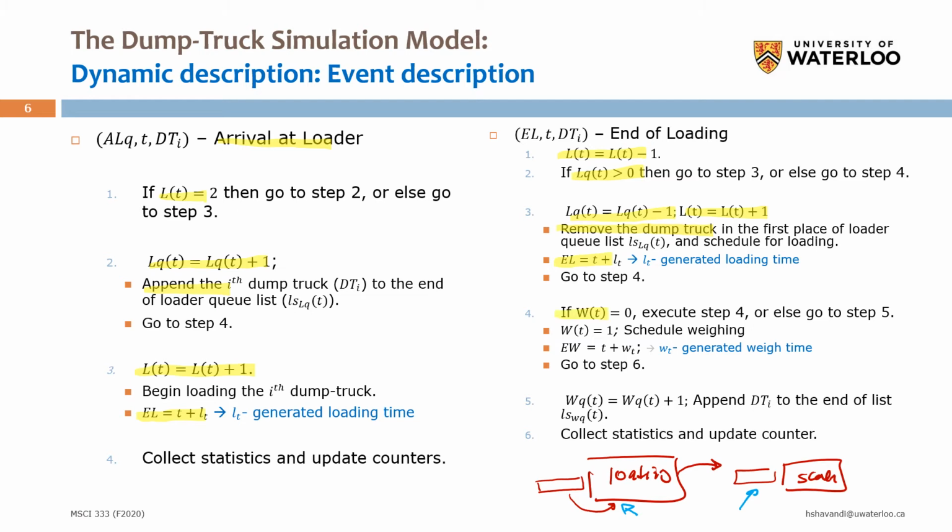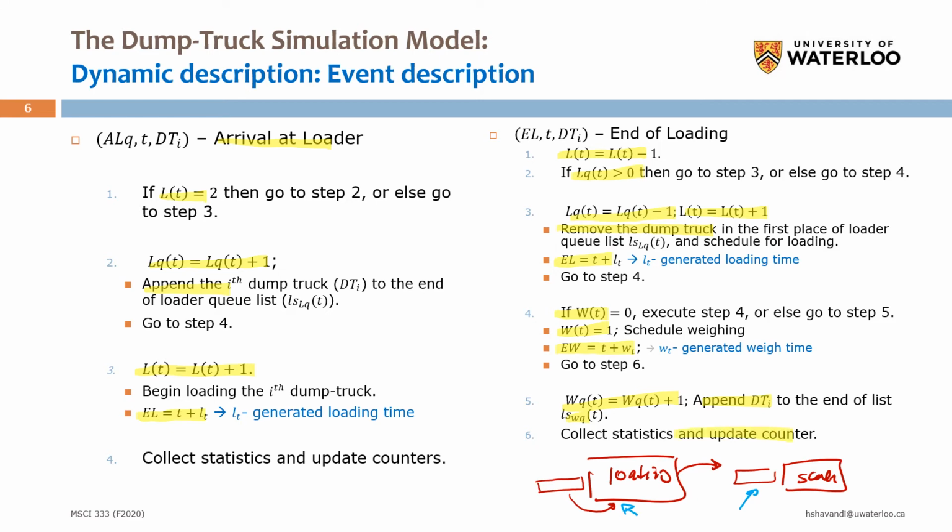We check the scale status. If WT is 0, then we set it to be busy, and we have a departure event here for the end of weighing at time t plus WT, and then we go to step 6. But step 5 is the case that the scale is busy, so we just add up the number of dump trucks waiting in the line for the scale and append dump truck i to the end of the list. Okay, and that's it. We collect the statistics and update the counters at the end.